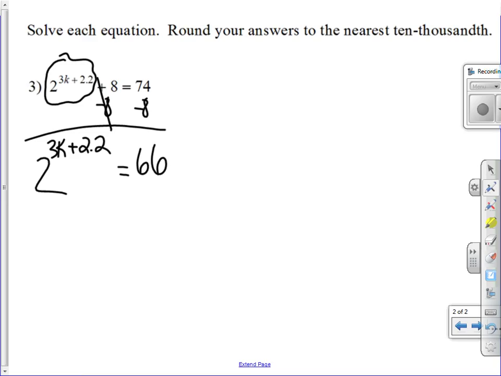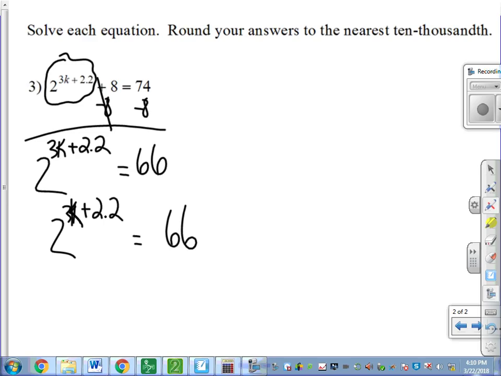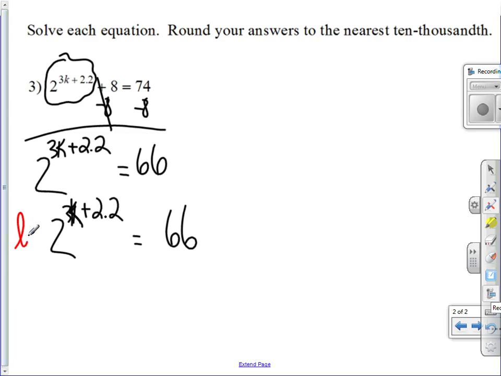Okay, the next thing we're going to want to do is log both sides. We want to log both sides so we can free this exponent from this evil, dastardly 2. Plus 2.2 equals 66. Now we're going to log both sides. Log and log. Now, what good does that do? That allows us to take this exponent and slingshot it down in front of the logarithm.